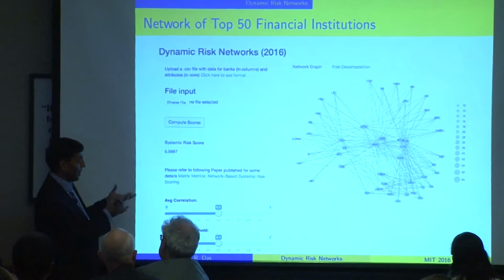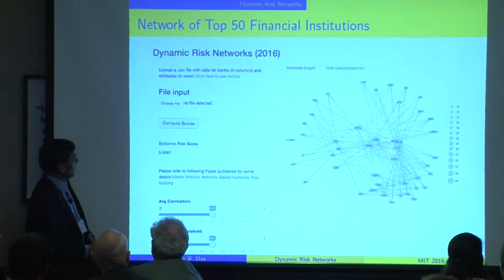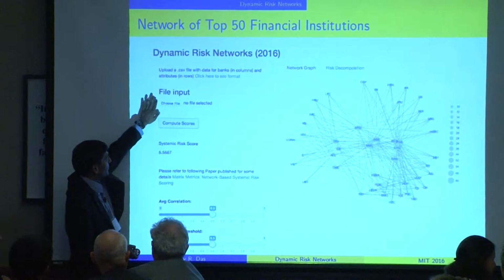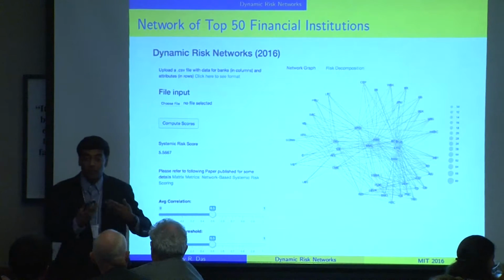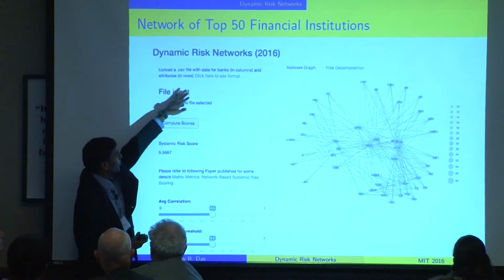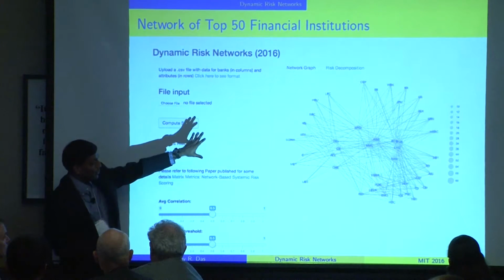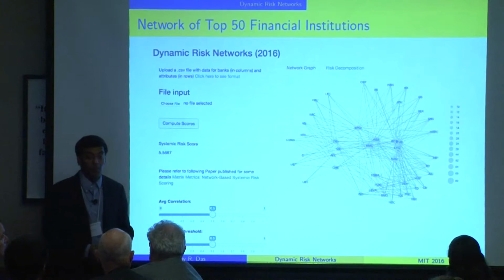So I have a prototype software. I just cooked up a little bit of code for today. There's some pre-processing to pull all the data for the Merton model first. Once you do that, you feed it in. So there's a file format. If you click over there, you can see the file format. You pull it up, and then you hit this button. It'll actually show you the network and show you a bunch of other properties of the network.